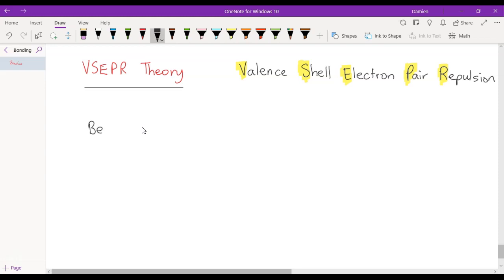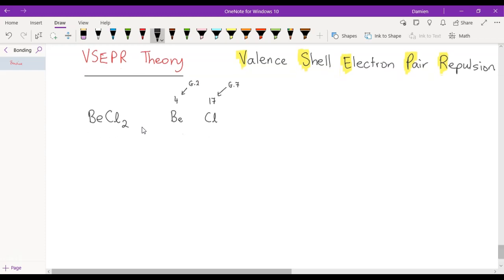So beryllium chloride is BeCl2. Now, beryllium on the periodic table is number 4 and chlorine is 17, but we're only interested in the outer electrons that are involved in bonding. So in beryllium, the first shell is 2 electrons, so this is in group 2, so it's got 2 electrons in the outer shell. Chlorine is in group 7, so it's got 7 electrons in the outer shell available for bonding.